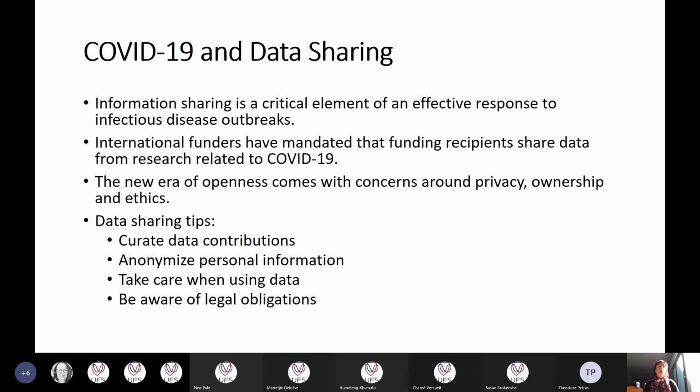We should also take care when using data collected by other researchers. We need to make sure that we understand the context in which the data was collected, not just the raw data, but also the protocols and how and where the data was collected and what the purpose was for it. If it's not clear from any accompanying documentation, we should get in touch with the researchers responsible for collecting that data. And then again, of course, we need to be aware of any legal obligations.